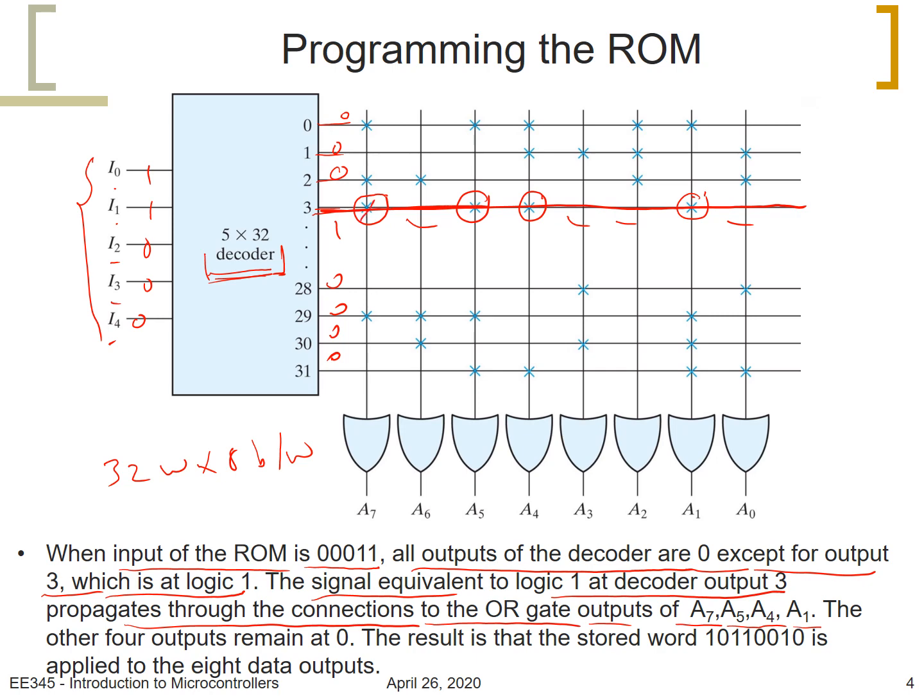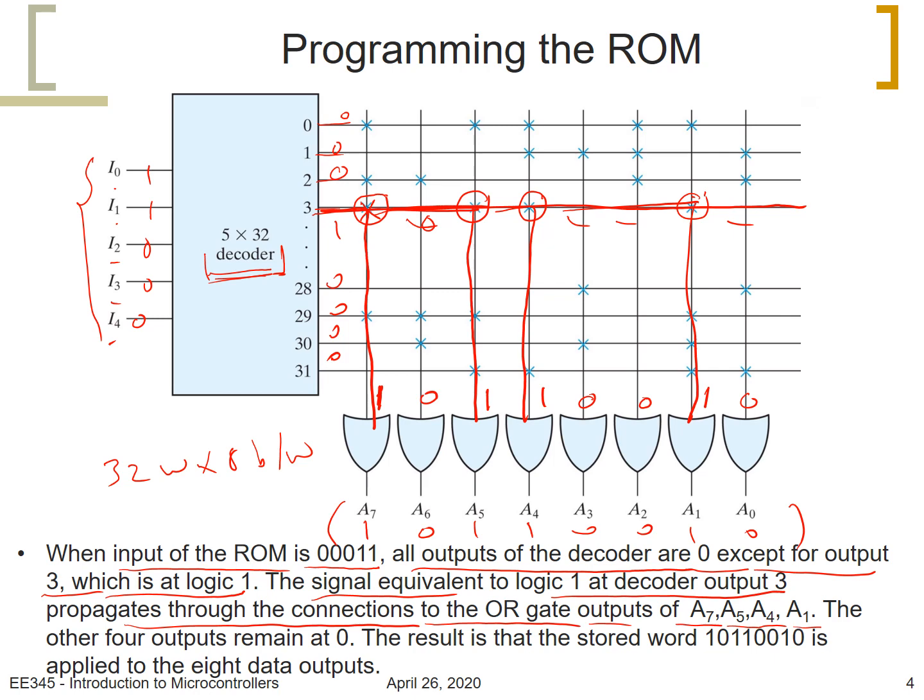There is a connection here, so this one will come here, so this will be 1 here, and this one will also come here, so this will be 1, and it will come here, so this will be 1, and it will come here, so this will be 1. The others will be 0 here, so that will be 0, and 0, and 0, and 0. Therefore, the 8 OR gates will produce the following: 1, 0, 1, 1, 0, 0, 1, 0, which is the word stored in the memory as we have just seen in that truth table.